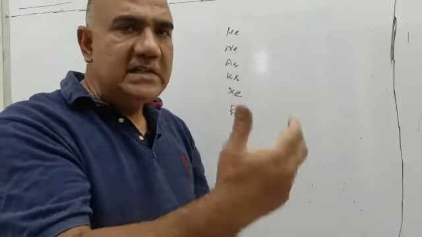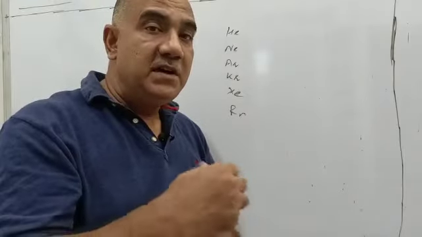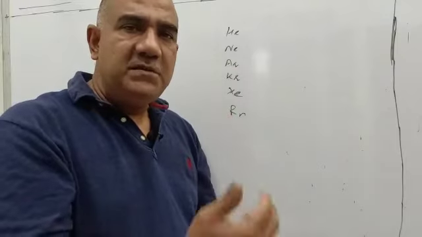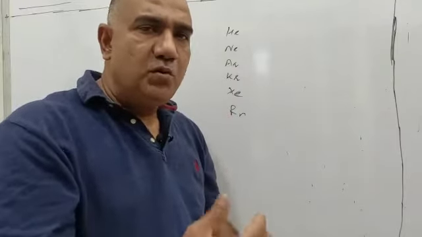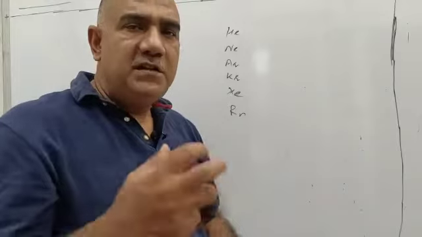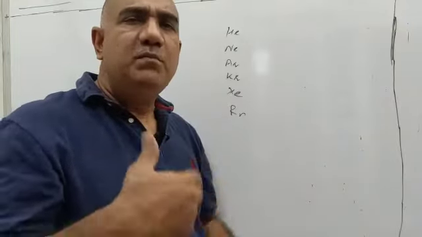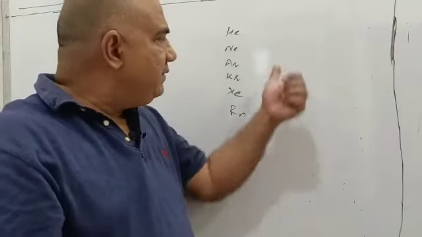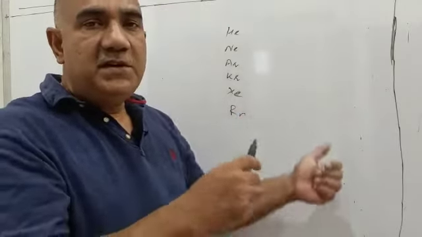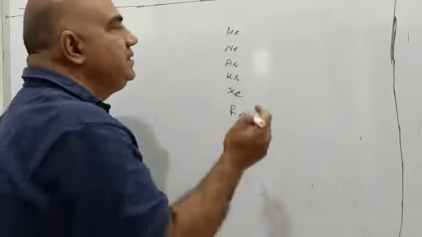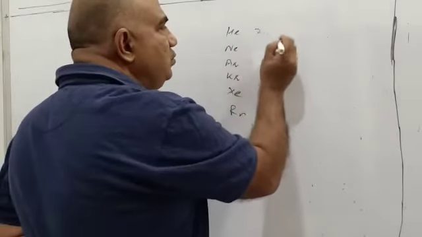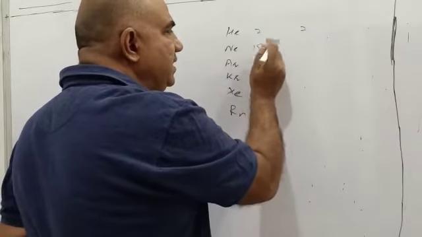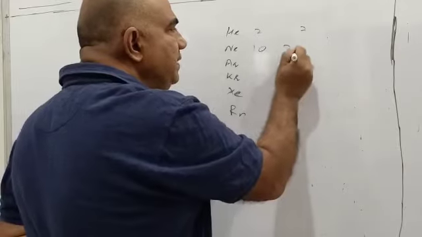Unreactive means stable; they don't want to react, that means they are stable. If some other elements also want to become stable, in this universe everything wants to become more stable, then the tendency will be to gain the electronic configuration of the noble gases. Helium has 2 in its outermost orbit. Neon has atomic number 10, so it has 2 and 8.